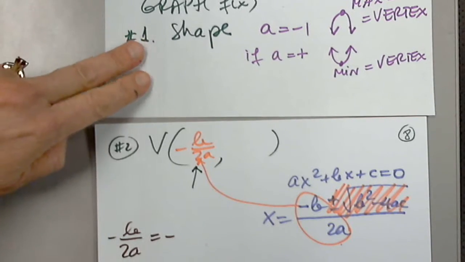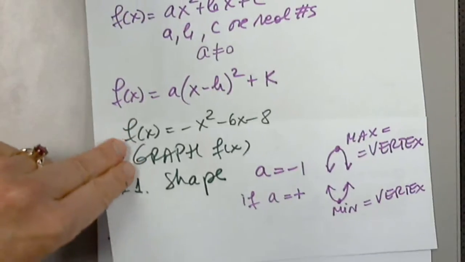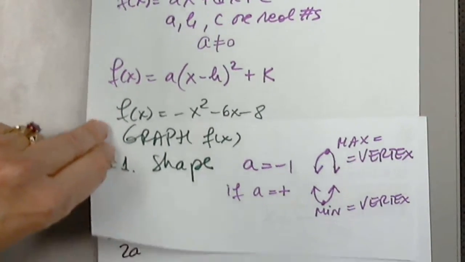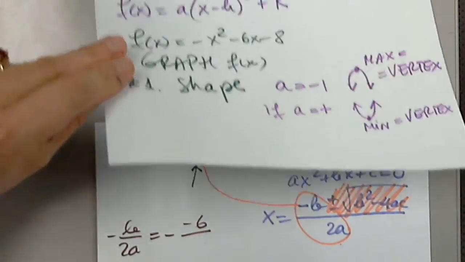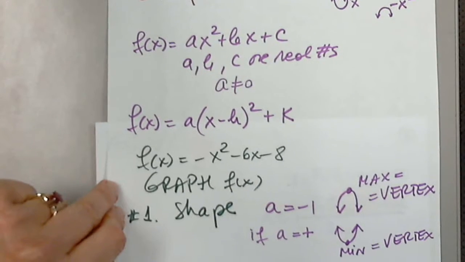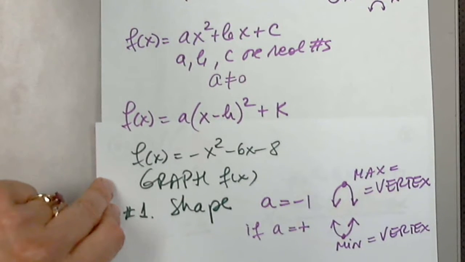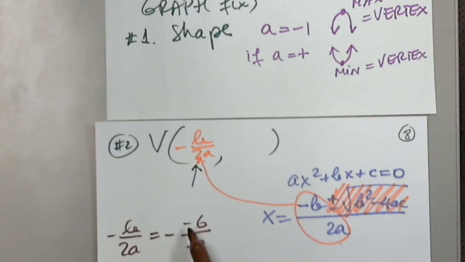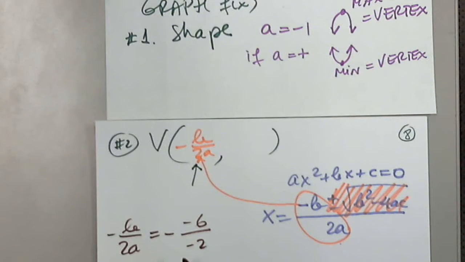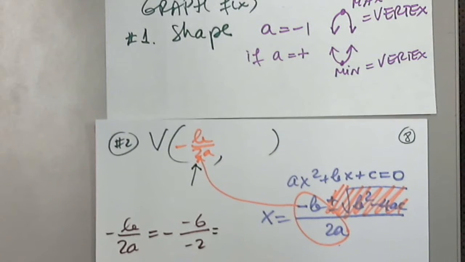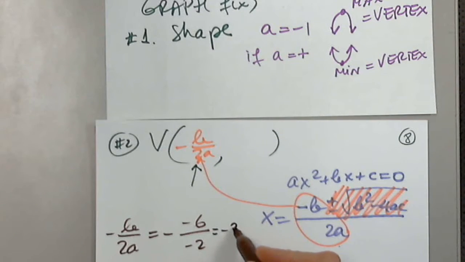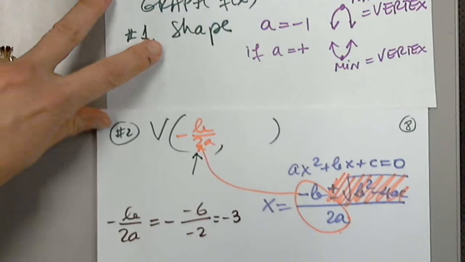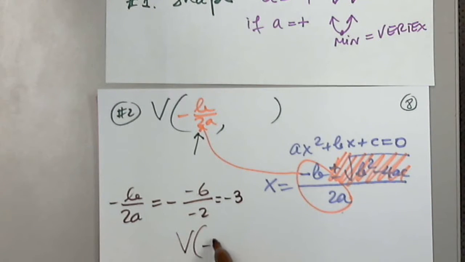Negative. Can anyone give us b? -6. Very good. 2 times a. Can anyone give us 2 times a? Very good. I see how many negatives? 3. What is the answer? -3. Very good. 3 negatives. So the x-coordinate of the vertex is -3.